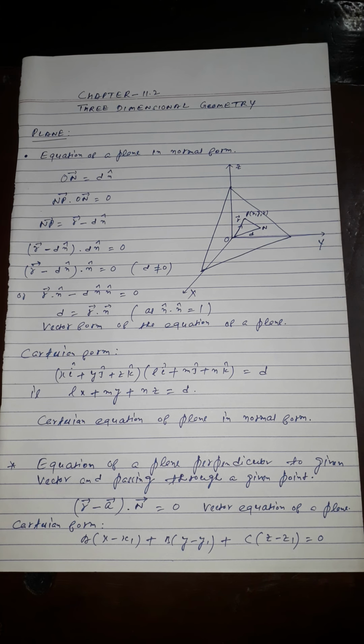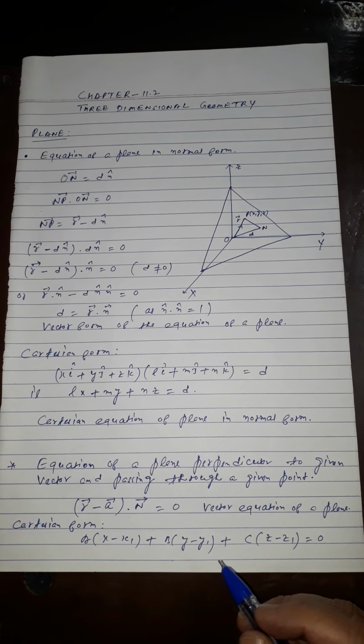Let us continue with your topic, three-dimensional geometry. Students, today I am going to start with the plane. In the plane, we will discuss 3 points. Number one, the equation of a plane in the normal form. Number two, it passes through a point and is perpendicular to the given direction. Number three, it passes through three given non-collinear points. These three concepts we will discuss here in the plane.